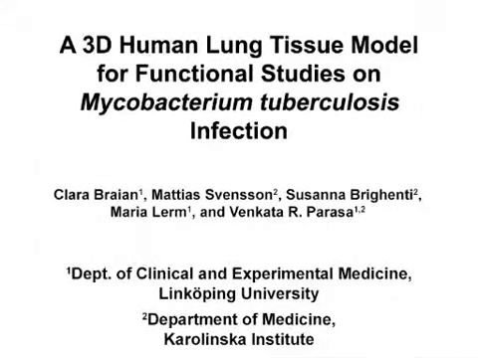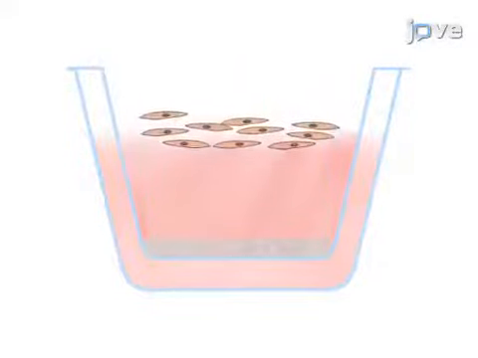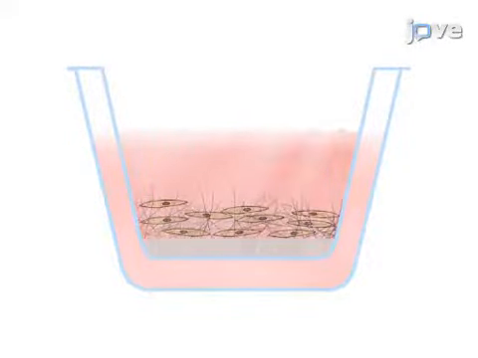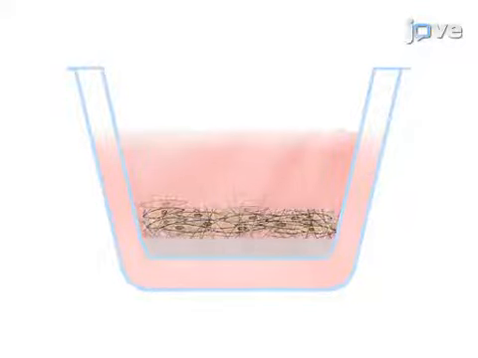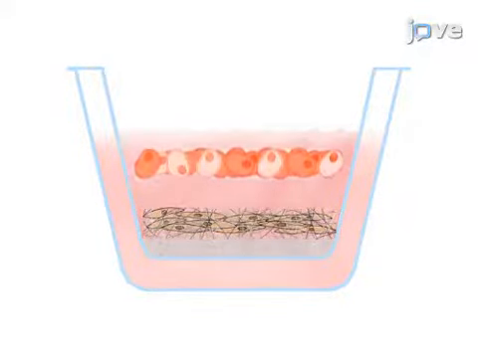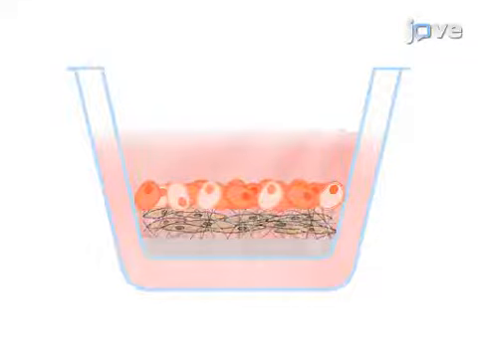The overall goal of this procedure is to construct an in vitro lung tissue model for studies of M. tuberculosis infection. This is accomplished by first layering a fibroblast collagen matrix onto the filter of a cell culture plate insert. In the second step, infected immune and lung epithelial cells are seeded onto the fibroblast collagen layer.